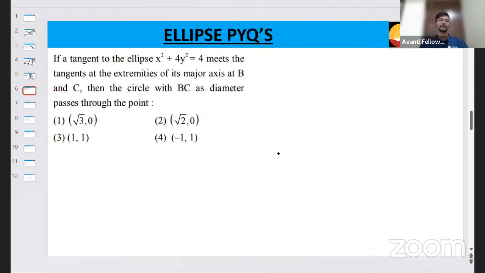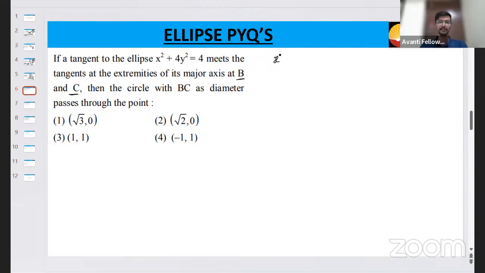Let's look at the next question here. If a tangent to the ellipse meets the tangents at the extremities of its major axis at B and C, then the circle with BC as diameter. Okay, guys. So what should we do here? See, again, point B and point C. If we get the coordinates of point B and point C, then we can use the diameter form of the circle. And if we use the diameter form of the circle, then we'll get the equation of the circle, right?